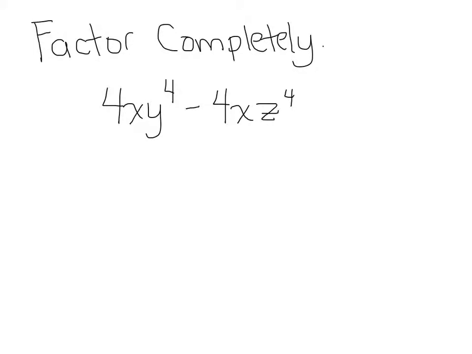In this problem, we're going to factor a binomial completely. Anytime you're looking at a problem and it says to factor completely, the first thing you always check for is a greatest common factor, a GCF. What do these two have in common that we could possibly factor out of both?